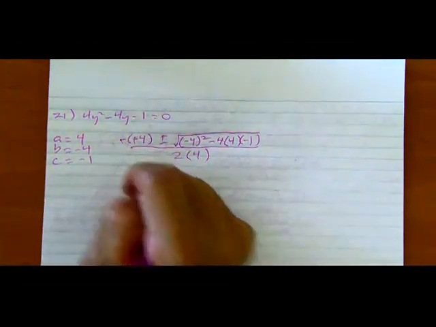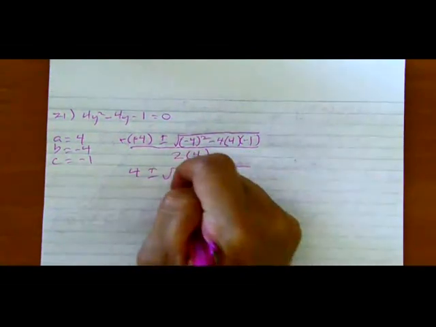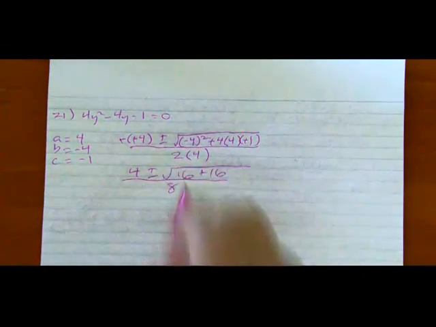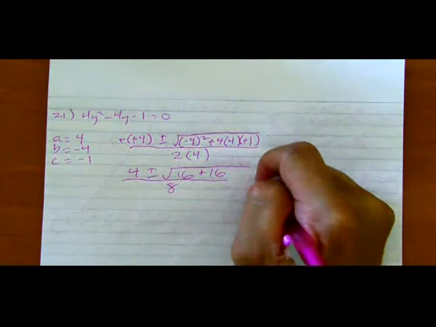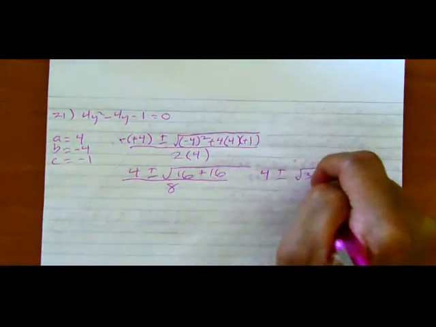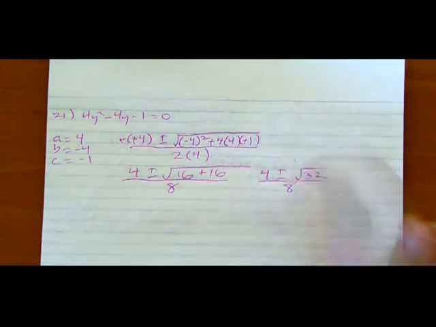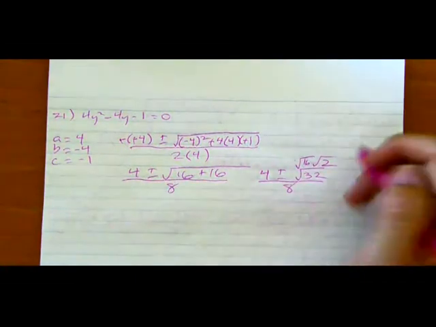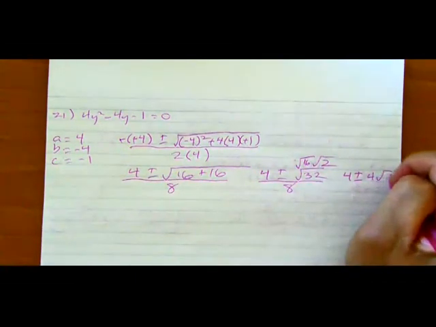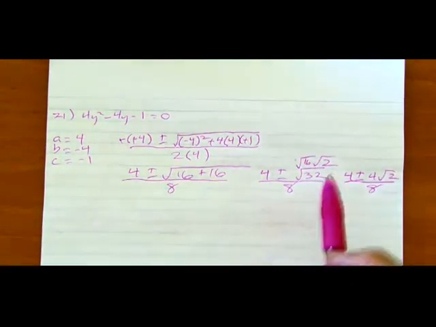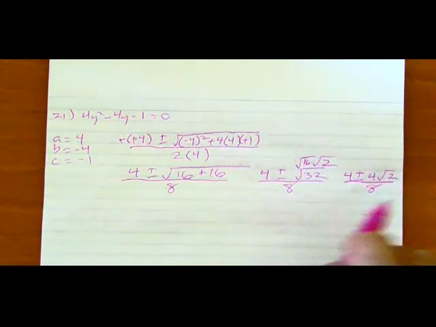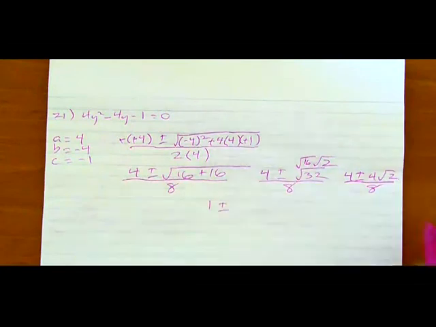So 4 plus or minus square root of 16, the negatives cancel, so plus another 16, all over 8. 4 plus or minus radical 32 over 8. 32 can be factored. 16 and 2. I can square root the 16. 4 plus or minus 4 radical 2 over 8. All the terms have a 4 in common. So if I divide everything by 4, that would be 1 plus or minus 1 radical 2 over 2.